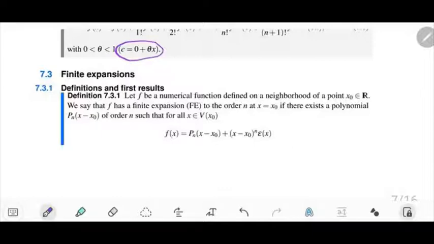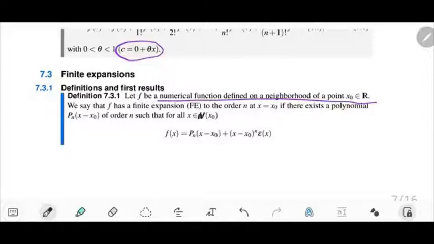So I would say that if f is a numerical function defined on a neighborhood of a point x0 in R, so we have f that is defined in x0 and a little bit around x0, we say that f has a finite expansion to the order n at the point x equal x0, or at x0, if there exists a polynomial function Pn of x minus x0 of order n such that for all x in the neighborhood of x0, you have f of x is equal to Pn of x minus x0 plus (x minus x0) to the power n epsilon of x.